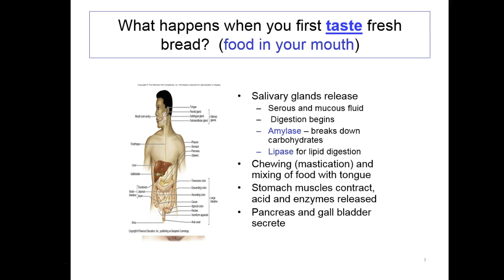Then when you first eat the bread, so you taste it, again, more secretion from the salivary glands, chewing, mastication, mixing the food with the tongue, so chewing and also moving the food around with your tongue, and more contraction of the stomach, because you're going to swallow that food that you chewed. That's going to go down the esophagus and eventually make its way into the stomach, and the stomach needs to be ready to start working on it. And then again, the pancreas and gallbladder are on alert.